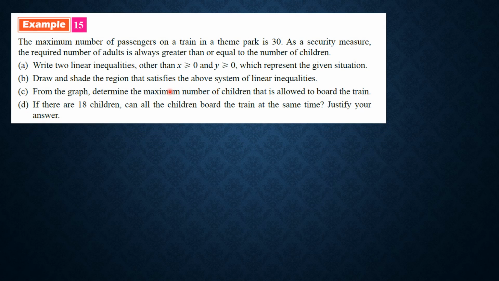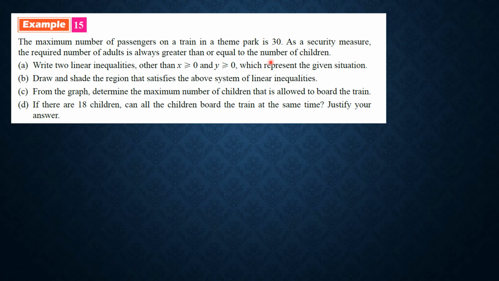Next we look at example 15. You can refer to your textbook at page 174. The maximum number of passengers on a train in a theme park is 30. As a security measure, the required number of adults is always greater than or equal to the number of children. Write two linear inequalities, other than x greater than or equal to 0 and y greater than or equal to 0, which represent the given situation.